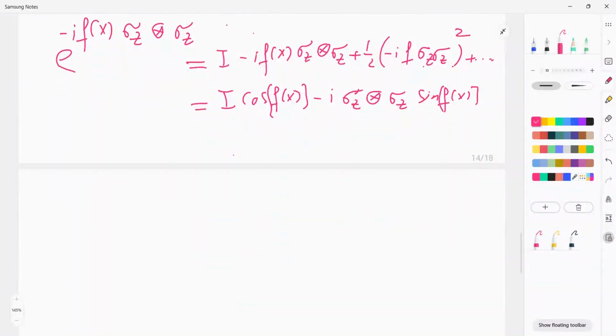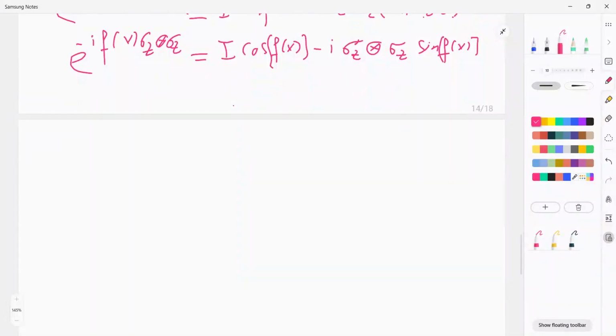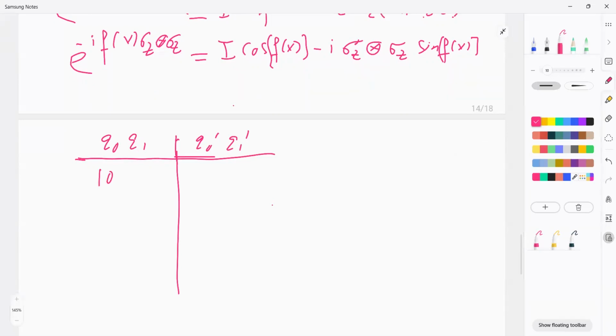And let's now see how we can implement this gate. For this, let me construct the truth table. Suppose I have these states Q naught, Q1. In this course, let me write Q naught on the left because most people do that, even though in Qiskit it's actually the other way around. So let's say this is state 0, 0.